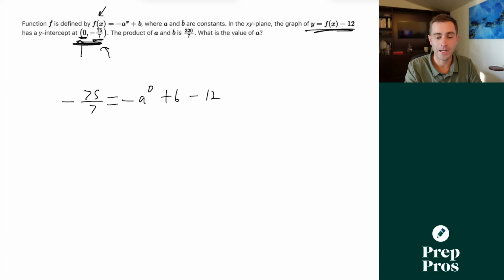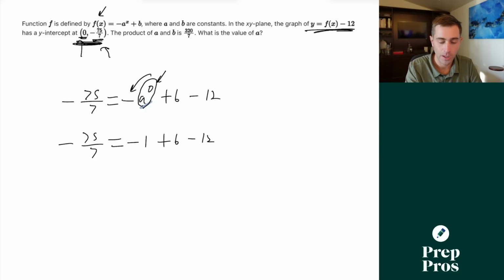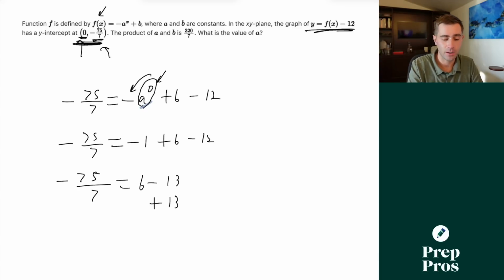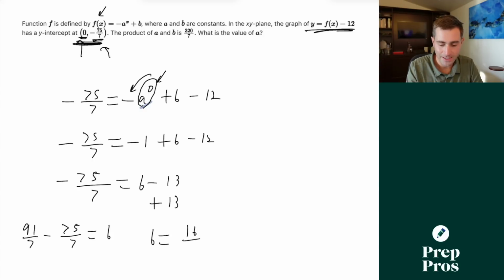Now from here, anything to the 0 is 1. But one really important part here is this is going to be our exponents and this is our multiplication. Anything to the 0 is 1, but this is going to now be the same as negative 75 over 7 is equal to negative 1 plus b minus 12. So this is going to give us negative 75 over 7 is equal to b minus 13, which now means we need to add the 13 over. 13 in terms of 7 is going to give us 91 sevenths minus 75 sevenths is going to be equal to b. So that's going to tell us that b is equal to 16 sevenths.